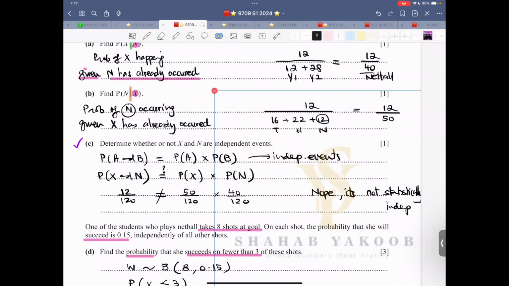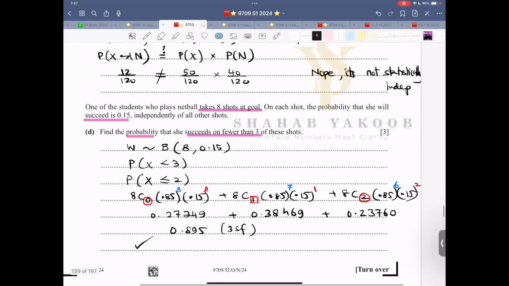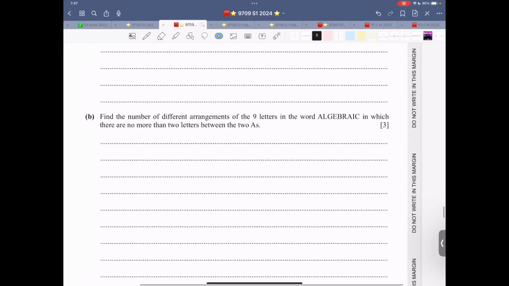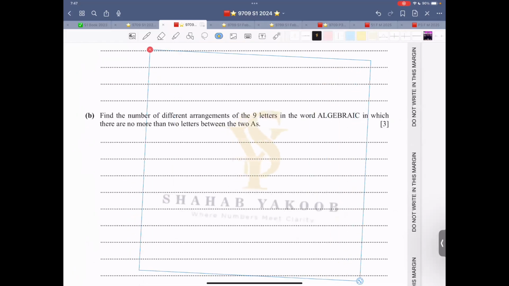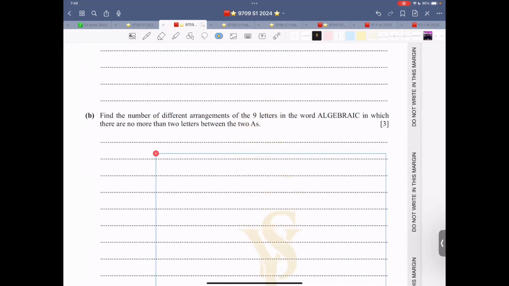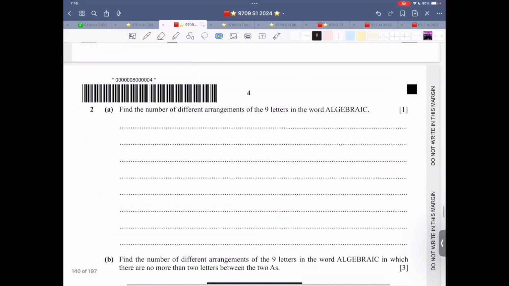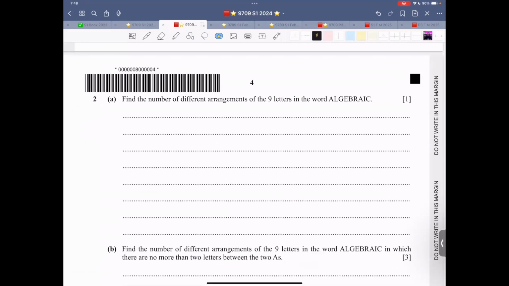Okay, so let me just put this thing over here. Let's get started for this part. Now, this was also a nice question. Question number 2. It says, find the number of different arrangements of all these options. So what are these options? I mean, the 9 letters of the word algebraic.